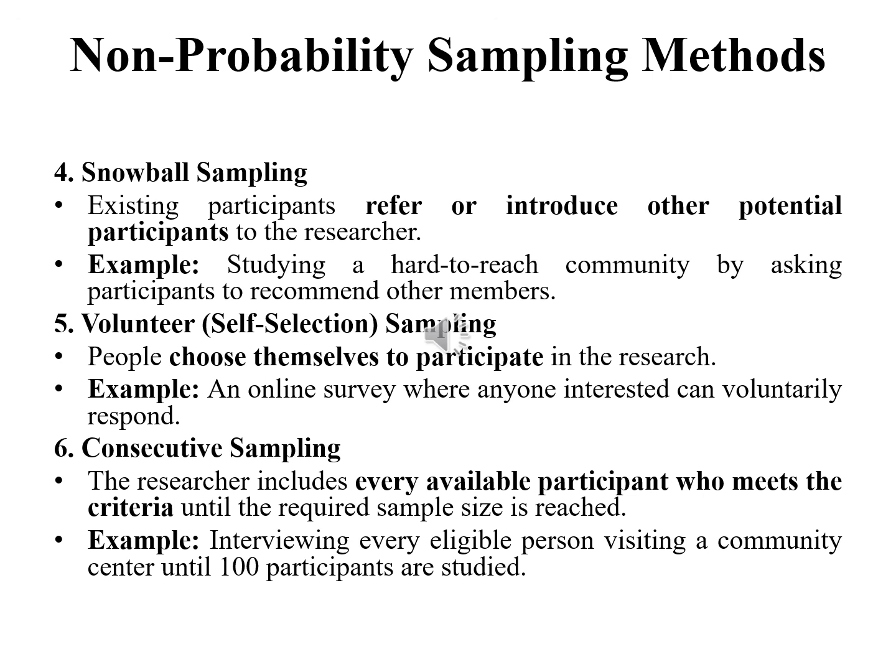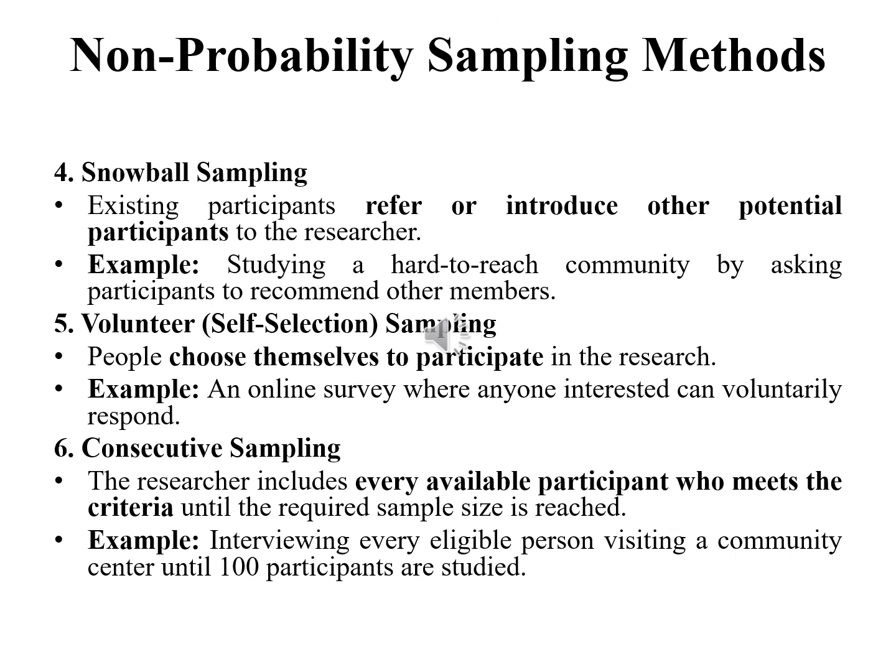Now the next type of sampling is snowball sampling. In snowball sampling, an existing participant refers or introduces other suitable people to the researcher. For example, a researcher is studying a hard-to-reach community. After interviewing one participant, they ask that person to introduce other members. An easy way to understand snowball sampling is that one participant helps find another participant.